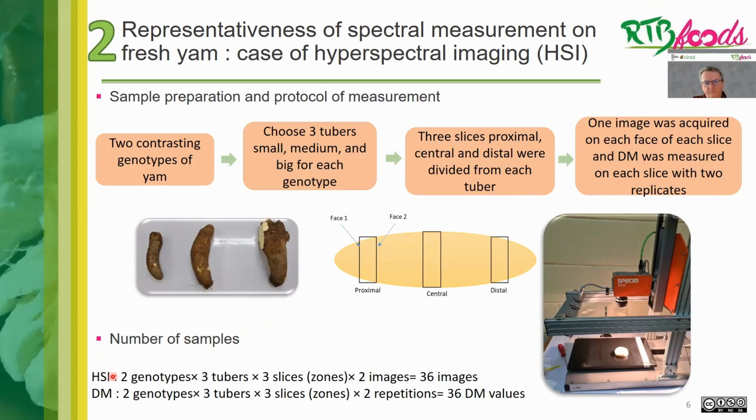So for hyperspectral imaging, we use 2 genotypes, 3 tubers, 3 slices or zones, and 2 images, so we have 36 images. And for dry matter, we have also 2 genotypes, 3 tubers, 3 slices or zones, and 2 repetitions, because for each slice we do 2 repetitions, 2 values of dry matter. Okay, so we have 36 dry matter values.